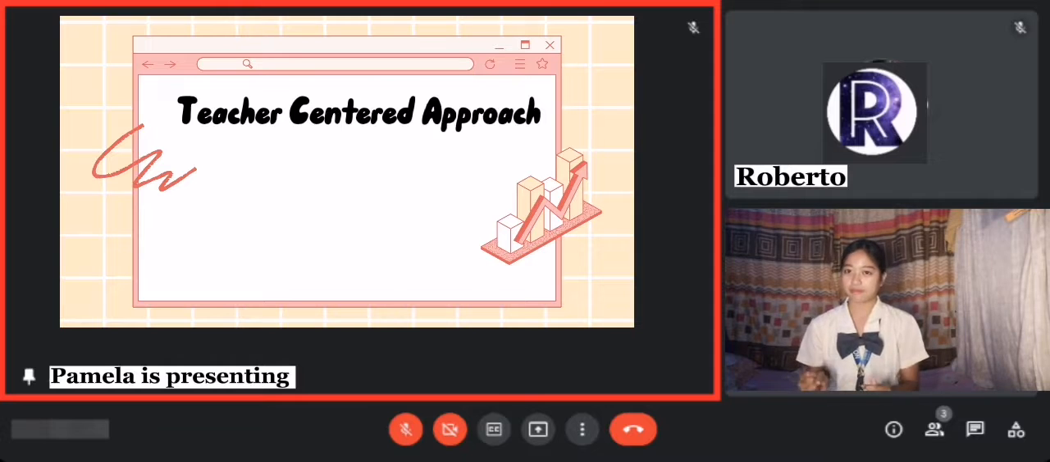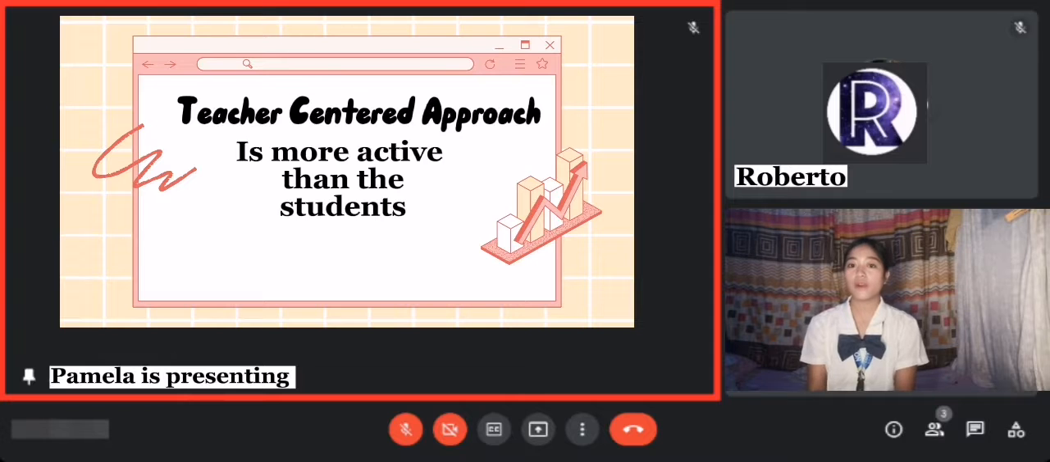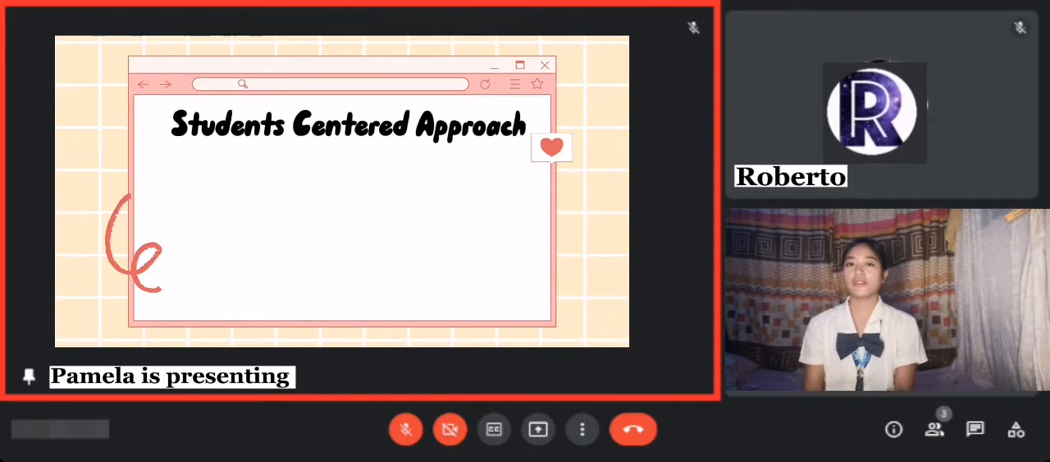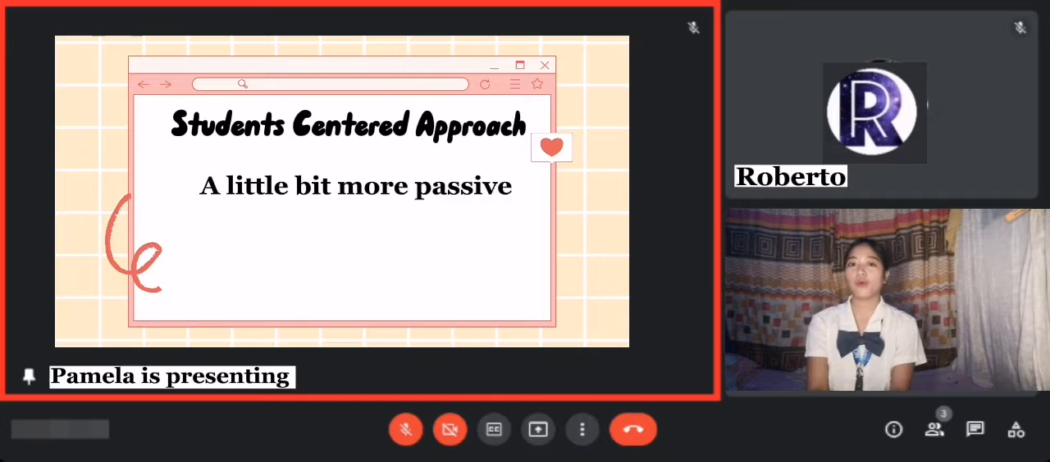So if you follow the teacher-centered approach, it means that the teacher is more active than the students, and the students are a little bit more passive. However, when we say the teacher is more active, we are not talking about the body language. Actually, we're talking about who sets the rules, who is creating a safe learning environment.